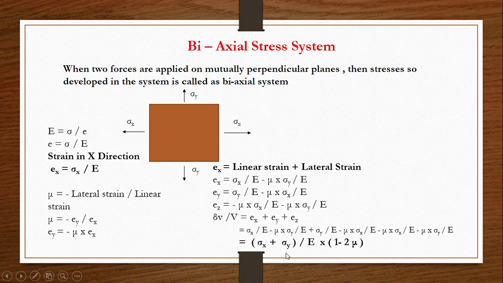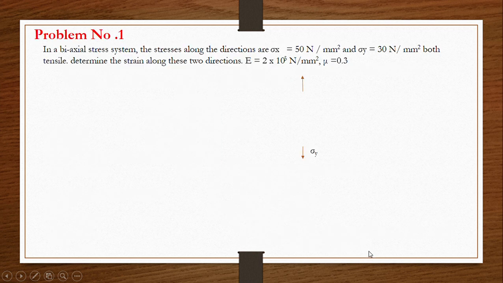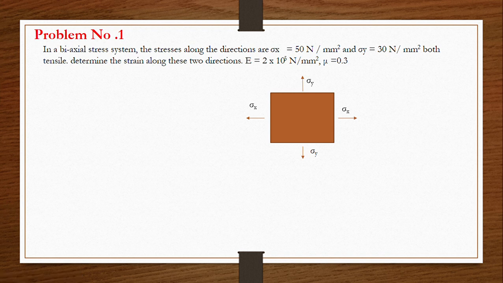So (sigma x + sigma y) divided by E into (1 - 2 mu) is the final equation. We will now solve the first numerical. In the first numerical, it is mentioned that it is a biaxial stress system, so we get an idea that the numerical is based on the biaxial.